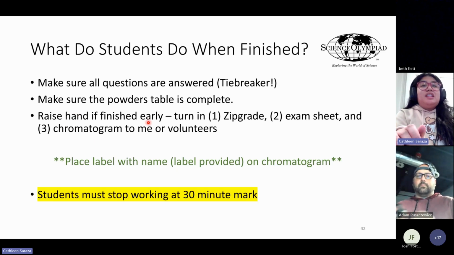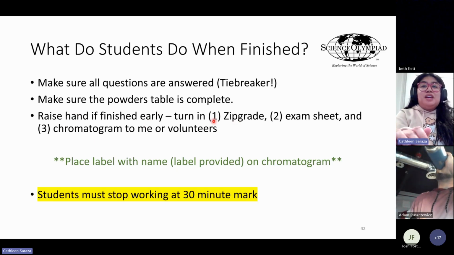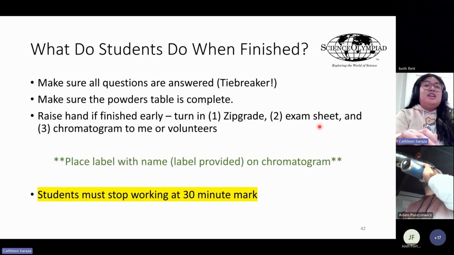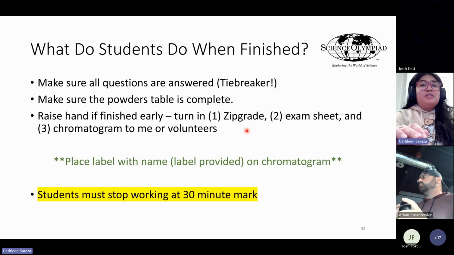If they finish early, they can raise their hand and turn in the zip grade exam sheet and the chromatogram to me or the volunteers in the room.